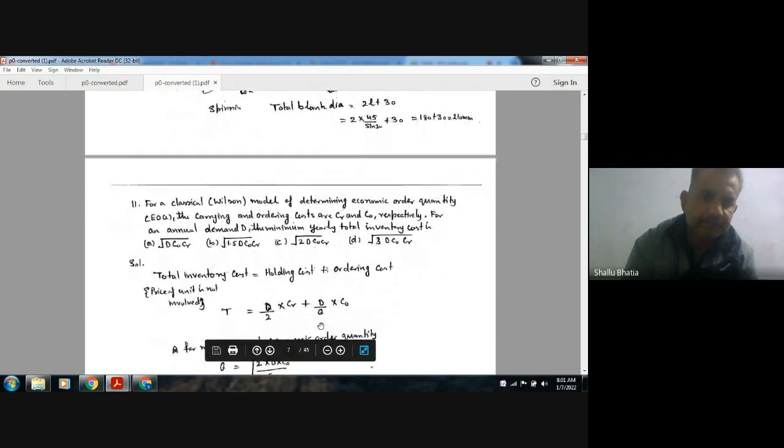Okay. Next, for a classical Wilson model of determining economic order quantity EOQ, the carrying and ordering costs are CR and C naught respectively. For an annual demand D, the minimum yearly total inventory cost is: option A, root of D C naught CR; B, root of 1.5 D C naught CR; C, root 2 D C naught CR; D, root 3 D C naught CR.